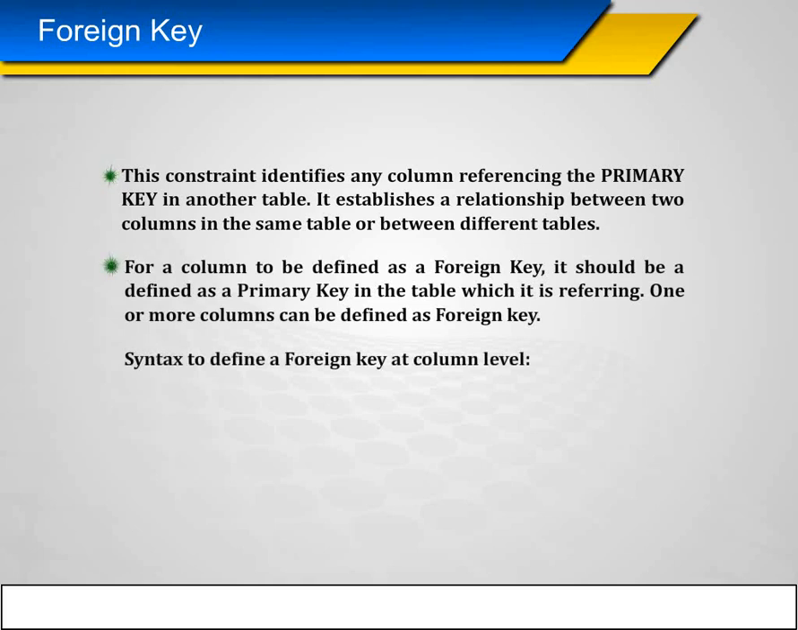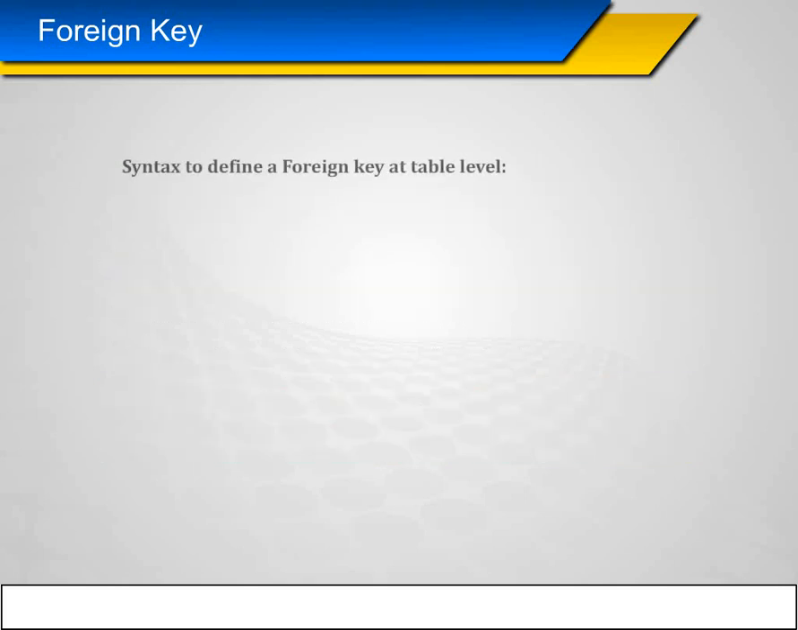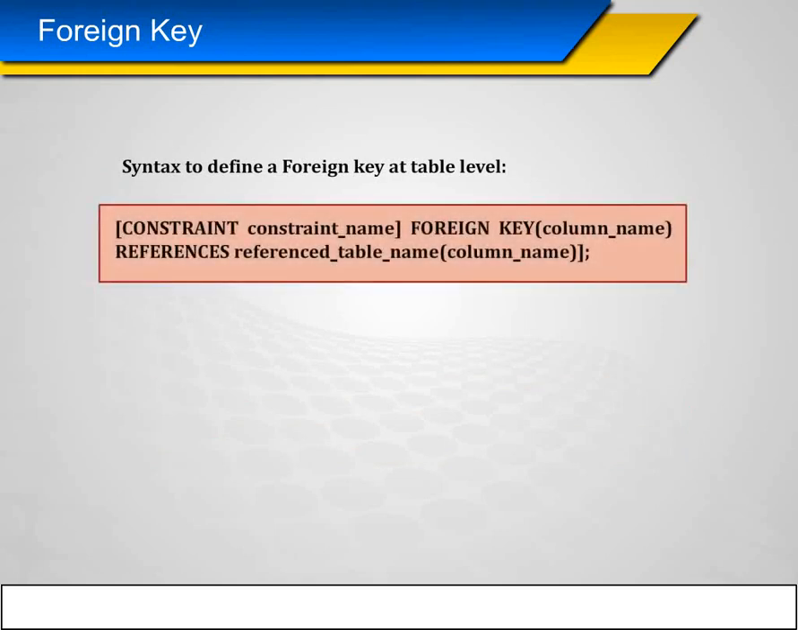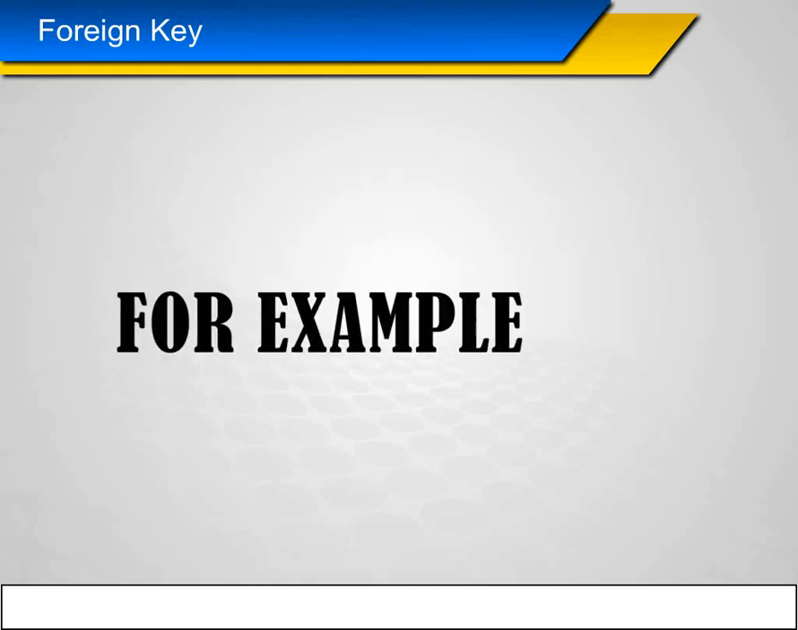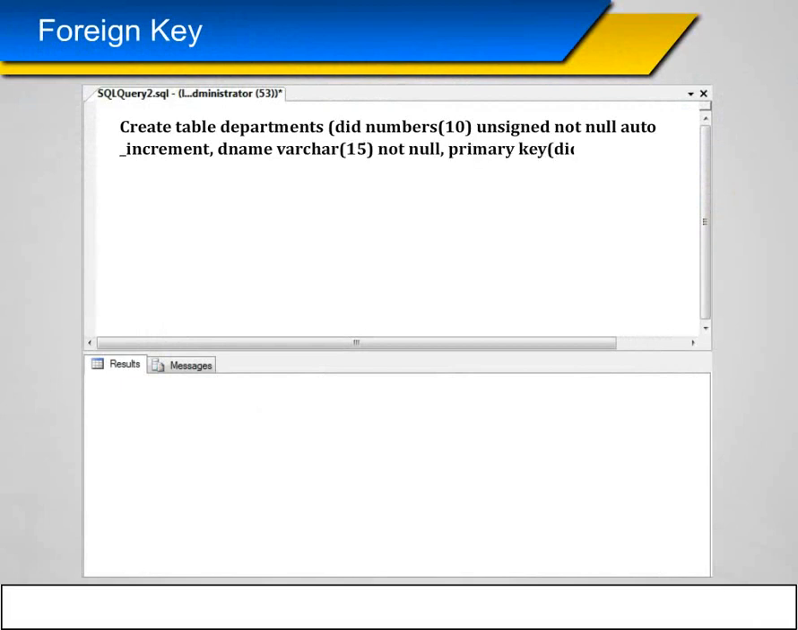Syntax to define a foreign key at column level: constraint name, references, referenced table name, column name. Syntax to define a foreign key at table level: constraint name, foreign key, column name, references, referenced table name, column name. Let's use the product table and order items, for example. Press F5.